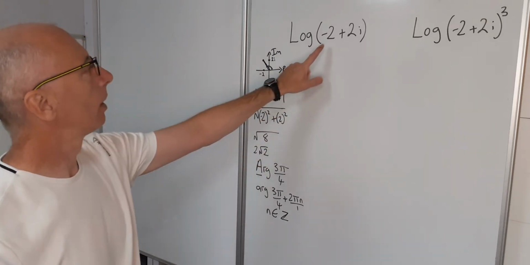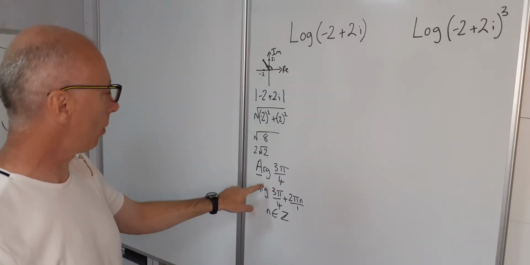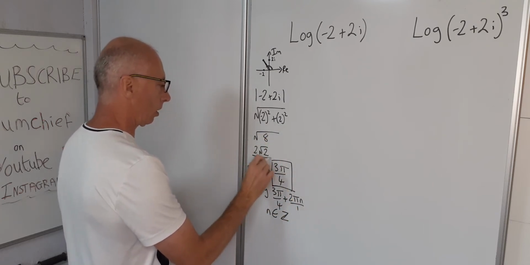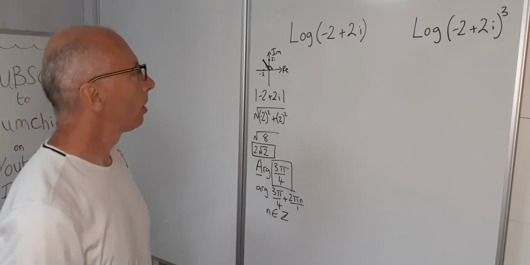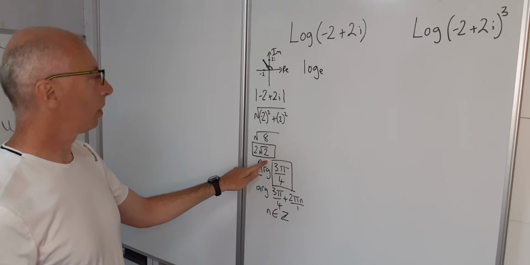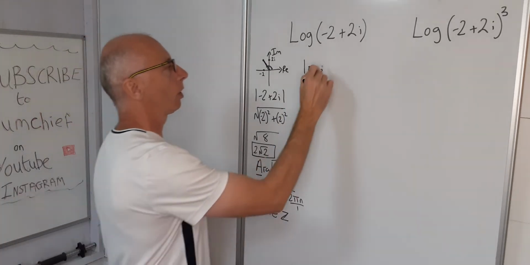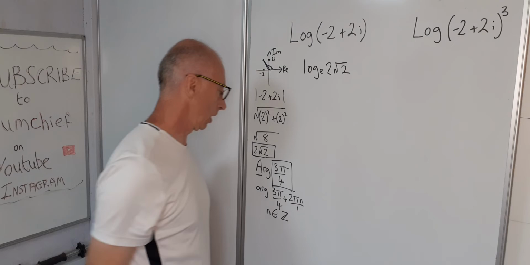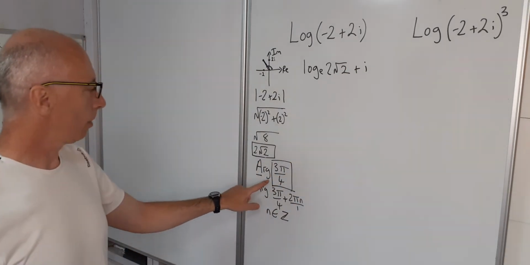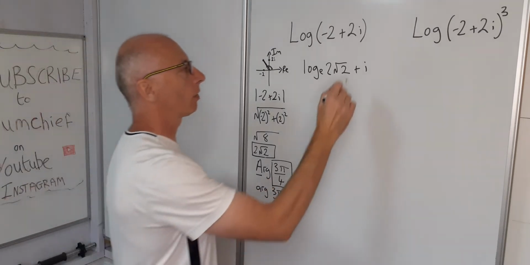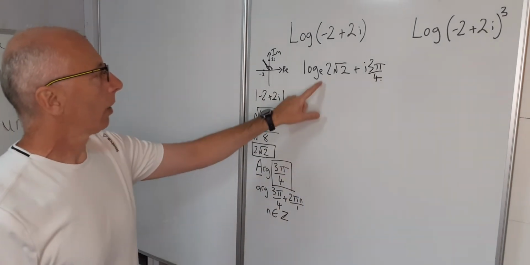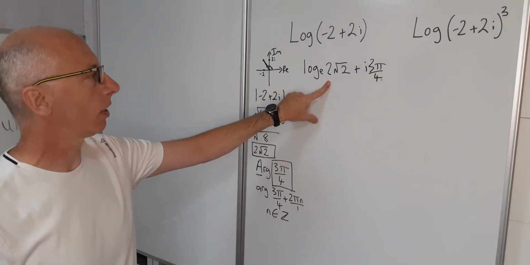Okay, how to take the logarithm of this number. Now we've got this information. So we've got the argument and we've got the modulus. So now what we do is we take the log base e of the modulus, which is 2 root 2, and we add I times the principal argument, which would be 3 pi over 4. Okay, so in general, this is going to be our answer.